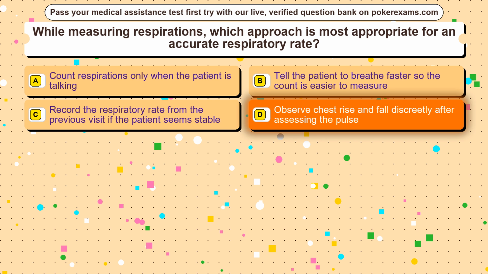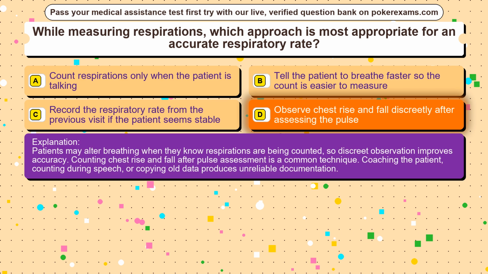The correct answer is option D, observe chest rise and fall discreetly after assessing the pulse. Patients may alter breathing when they know respirations are being counted, so discreet observation improves accuracy. Counting chest rise and fall after pulse assessment is a common technique. Coaching the patient, counting during speech, or copying old data produces unreliable documentation.